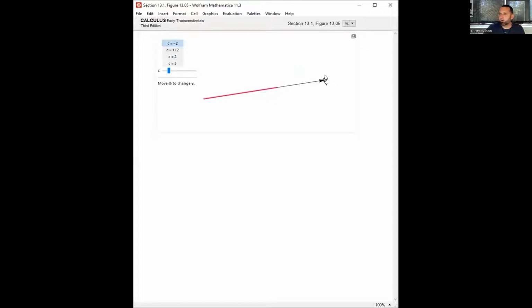Negative 2v would be along the same line, but twice as long in the opposite direction. 2v, twice as long, same direction. 3v, 3 times as long, same direction. So you can see how c is just going to scale up or scale down. And notice that you could even get a 0v right in the middle.